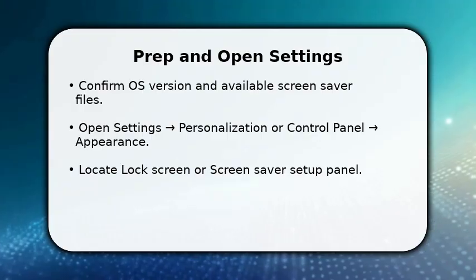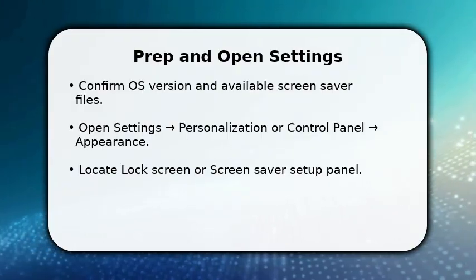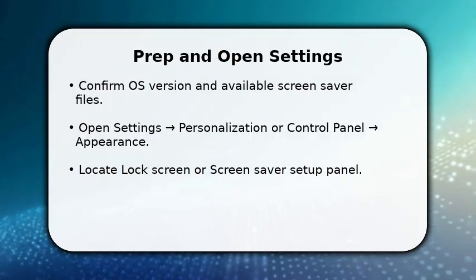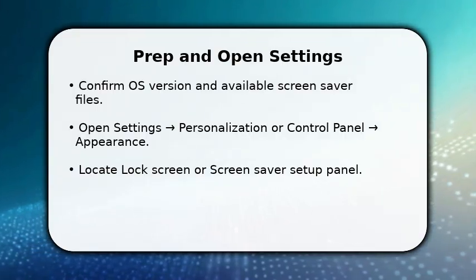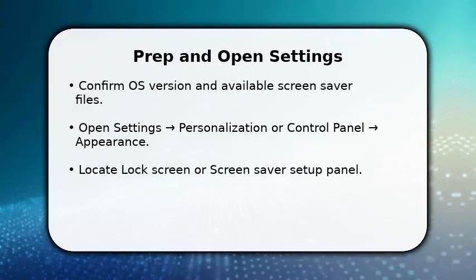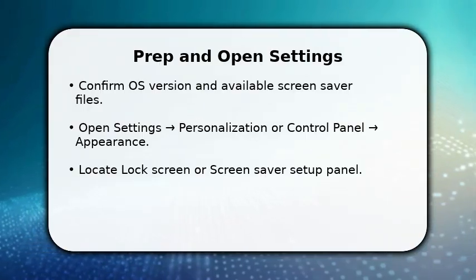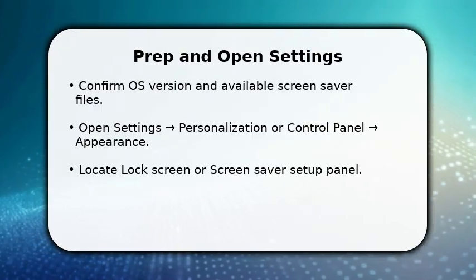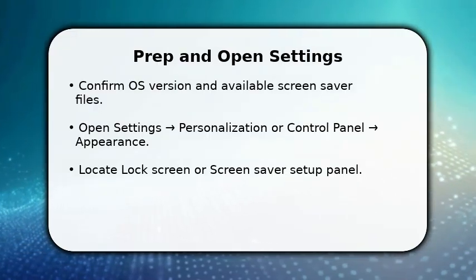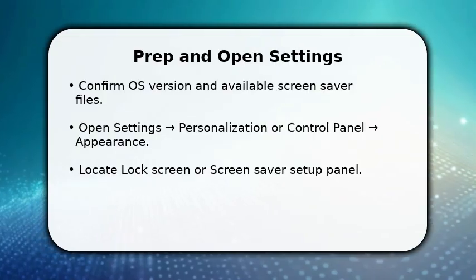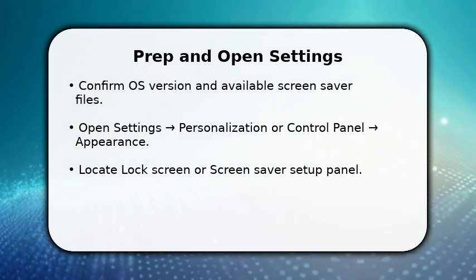Enjoy the video. You'll start by confirming the basics, which OS version you're running, and whether you have the image or animation ready. Once done, open Settings and go straight to Personalization, or, on older systems, Control Panel, right arrow, Appearance. Make sure to locate the Lock Screen or Screensaver Configuration section.